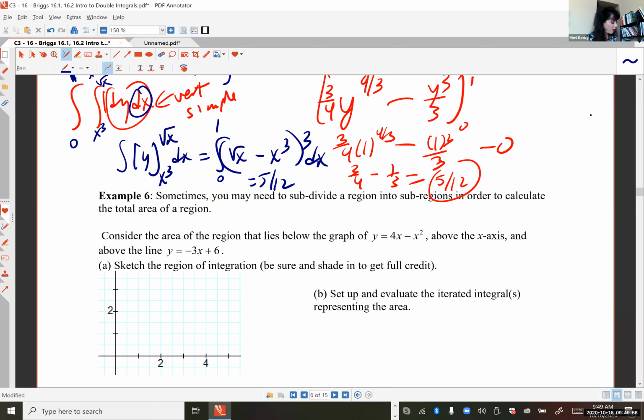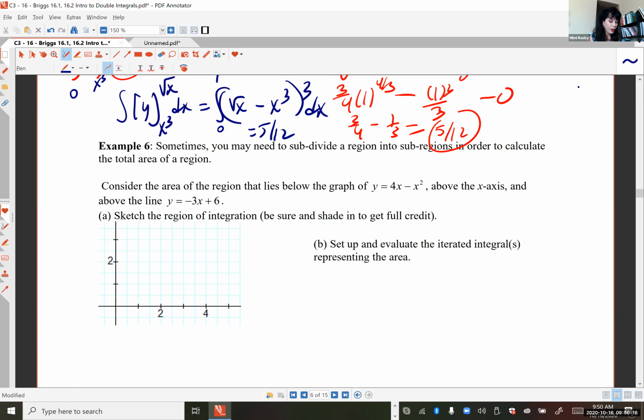Okay, now sometimes the region gets a little bit tricky, and just like Calc 1, because you had to do this in Calc 1, trust me. I think I even give the same exact problem in my Calc 1 lecture. You might have to subdivide the region into subregions so that you can figure it out when you're going to do the total area. So what do I mean?